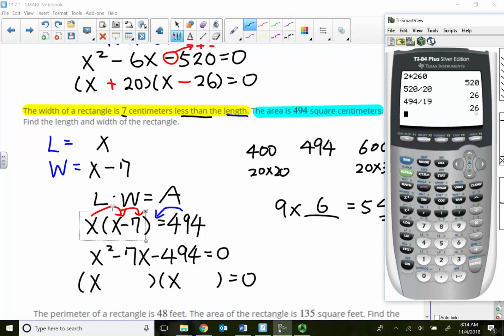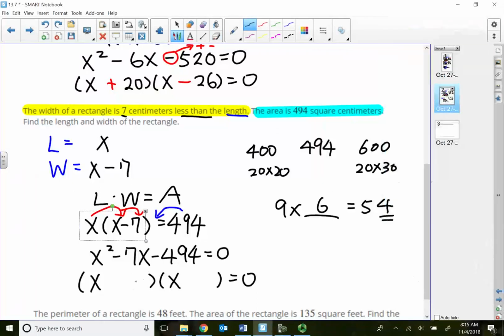Oh, I got lucky. 19 and 26. I think the difference is 7 here. 26 minus 19. Yep, the difference is 7. So I got lucky again using 19. So that will be 19 and 26.